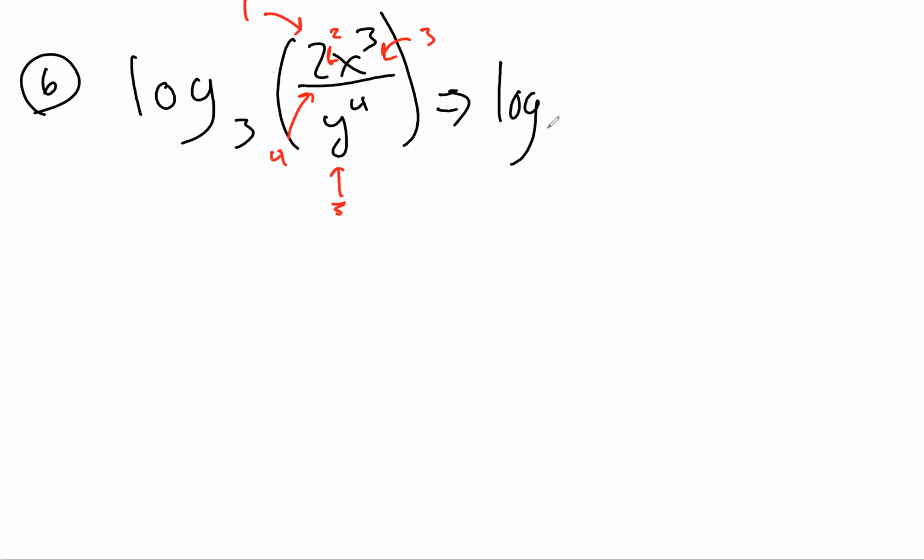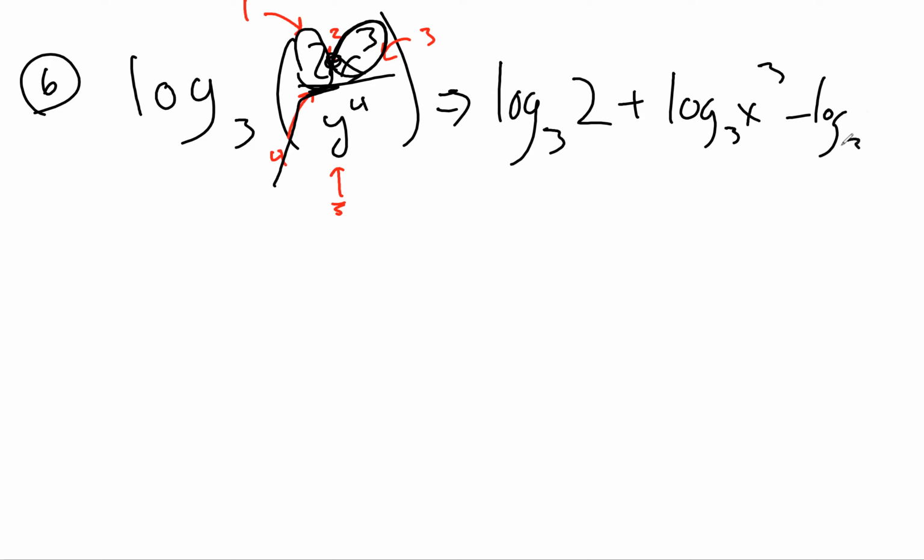We're going to have log base 3. The first thing that we come across is just this 2. So log base 3 of 2, fine. The next thing that we see is this multiplication, which means plus sign. Then we see x to the 3rd. So we'll have log base 3 of x to the 3rd. Then we see this division bar, which means subtract, and then we see y to the 4th. So log base 3 of y to the 4th. Now, we have expanded it.